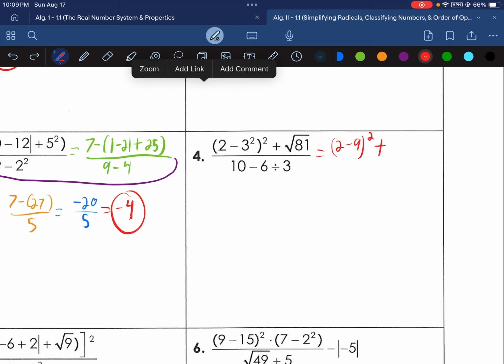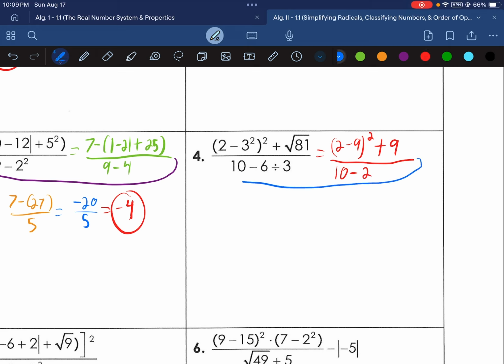And because it's separated by this plus sign from other terms, other operations, we can go ahead and do the square root of 81, which is 9. 9 times 9 is 81. On the bottom of the fraction, the subtraction will come later, but 6 divided by 3 can come now, and we get 2. Once again, using an arrow so my work can be followed easily.